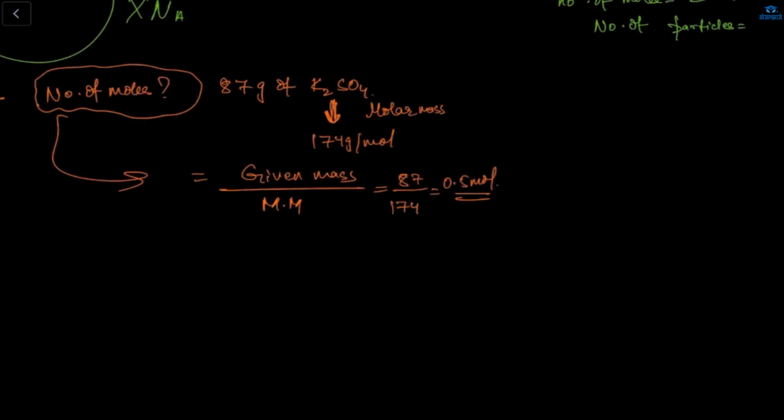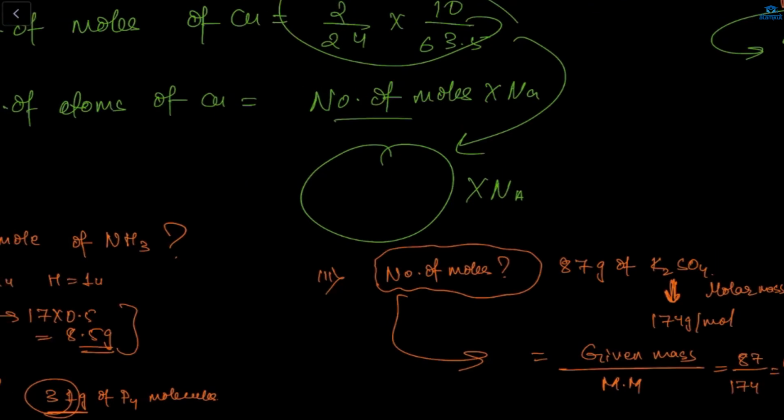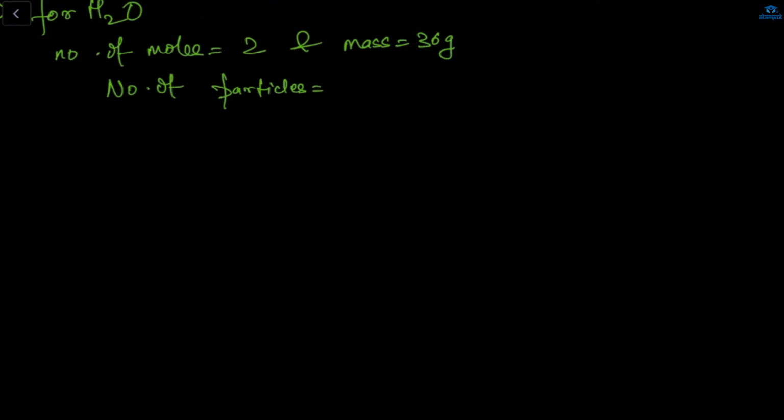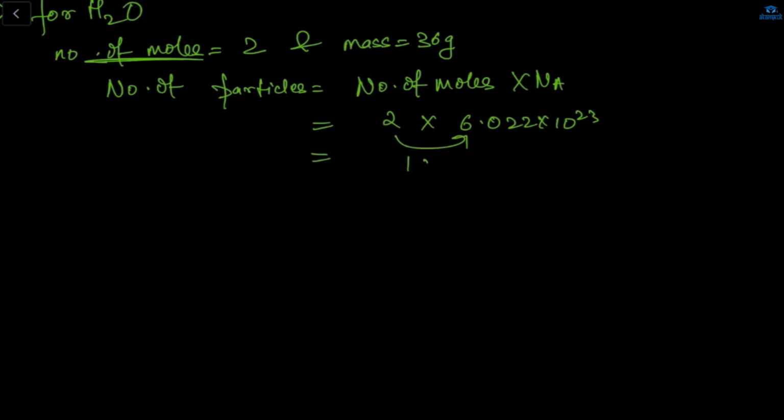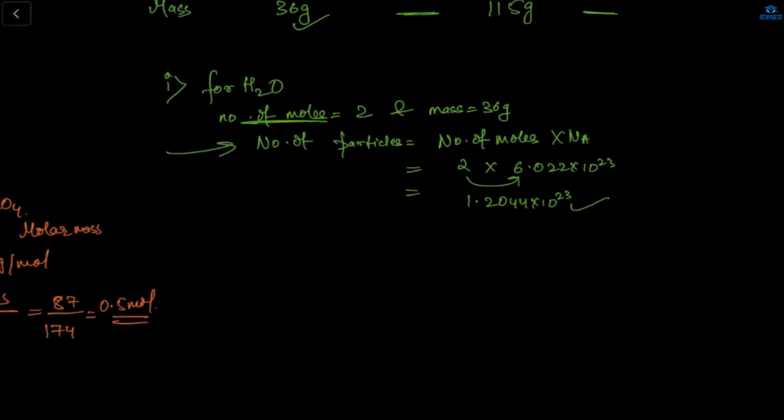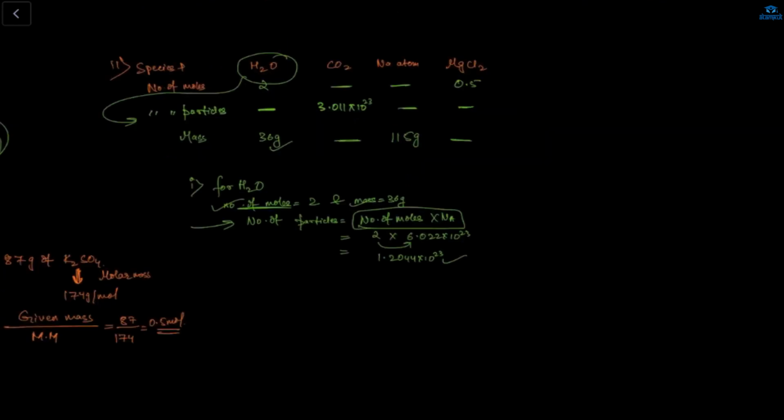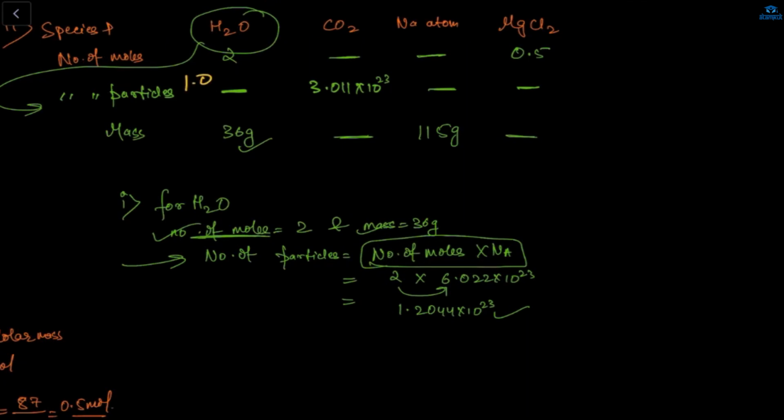Just now I discussed the number of particles. See, number of particles is number of moles into Na. So here also you will write number of moles. And how will you find the number of moles? Given mass upon molar mass. But the number of moles is already given, so no need to calculate. It will be 2 into 6.022 into 10 to the power 23. So it will be 1.2044 into 10 to the power 24. Simple. Only you have to find the number of particles. Mole is given, mass is given. This is the formula for number of particles. Understood? So we got 1.2044 into 10 to the power 24.